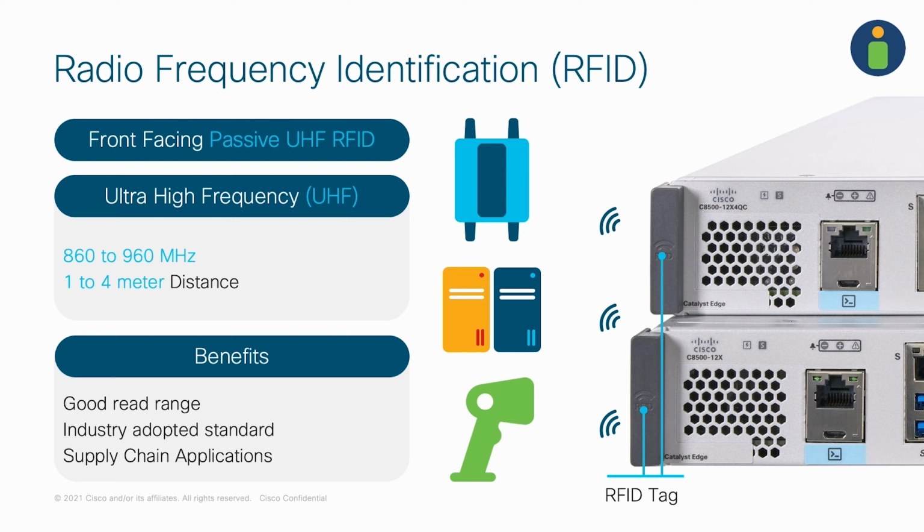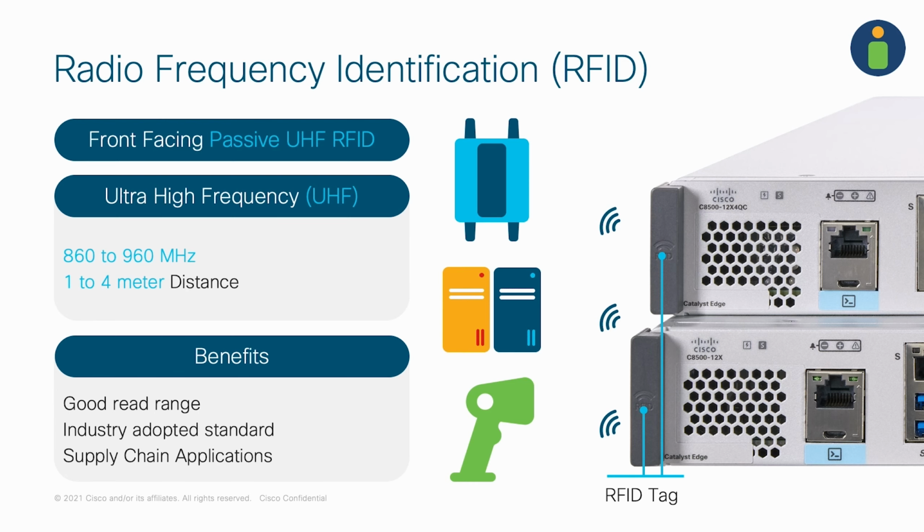They do support ultra high frequency in the range from 860 to 960 megahertz, offer 1 to 4 meters of distance for scanning purposes, and can be scanned using handheld or static RF scanners. There is also a user field in these tags which can be programmed using RFID programmers to have user specific or your environment specific entities programmed in these tags.